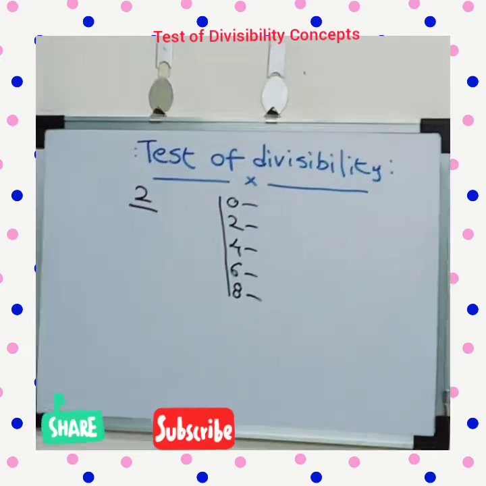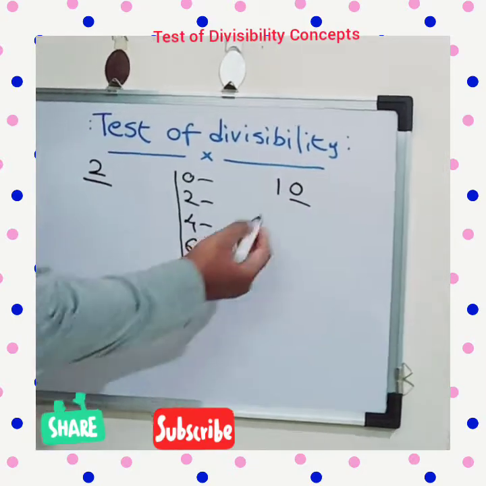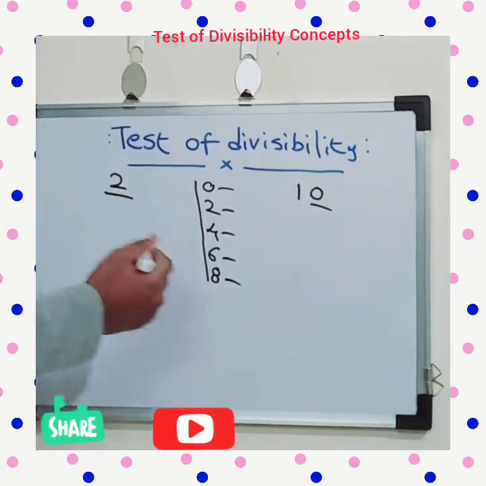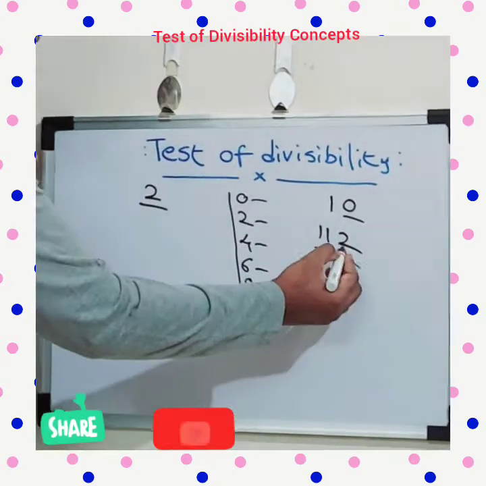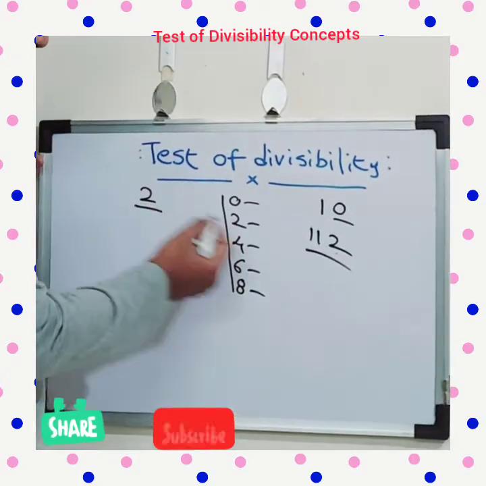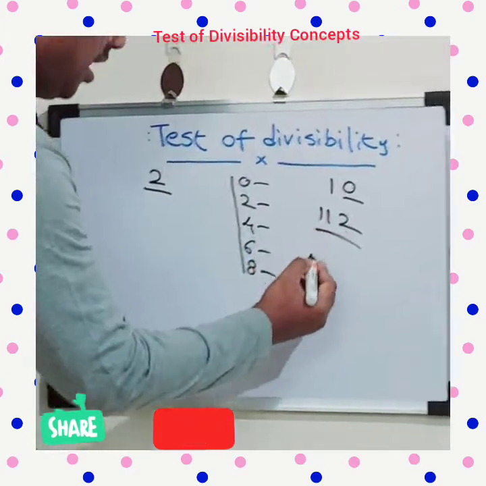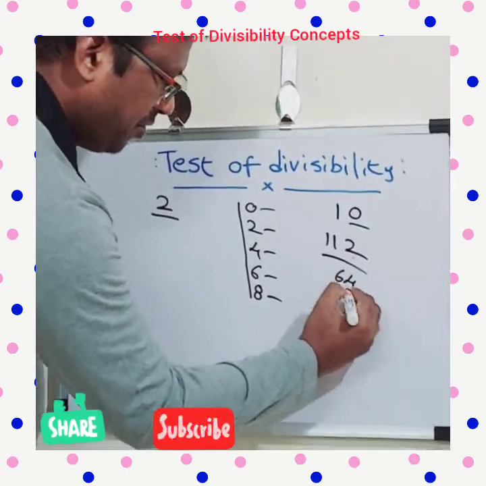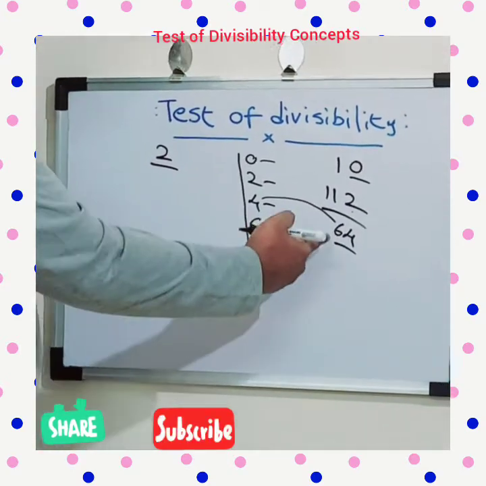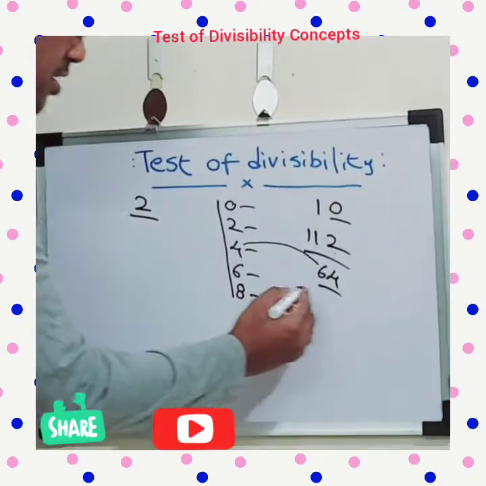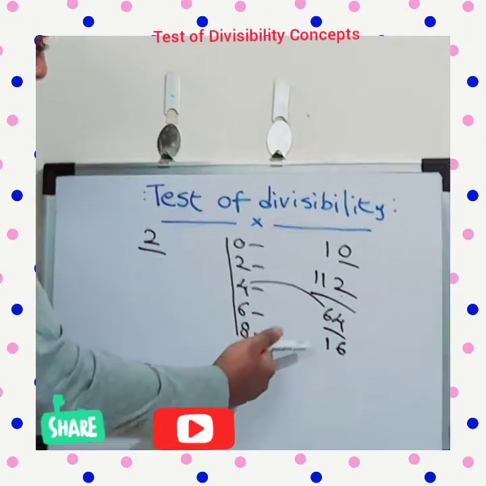We'll take some examples. If you consider 10, what is the unit place number? 0. 2 fives are 10. Simple, straight away answer. And 112: the unit position number is 2. This number is definitely divisible by 2 because 56 twos are 112. Similarly 64: the unit position number is 4, and 32 twos are 64. Similarly, take the simple number 16: 2 eights are 16.